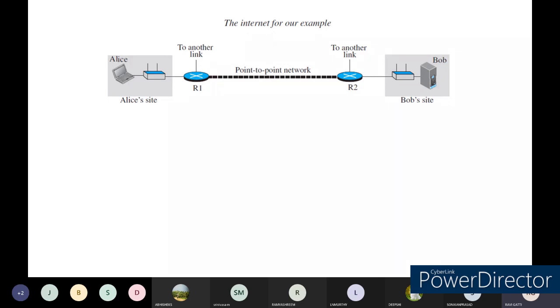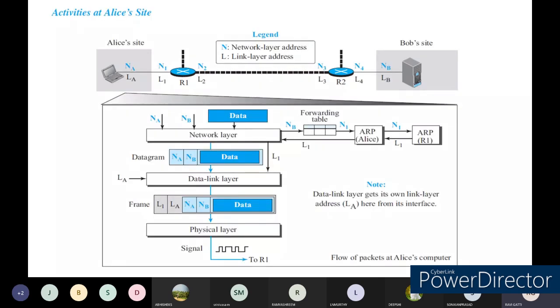So how will Alice get to know the logical address of R1, how will R1 get to know the logical address of R2, how will R2 get to know the logical address of Bob, and how exactly will Bob receive the data? We will know this through the use of the layering architecture. So you can see here what activities are done at the Alice site.